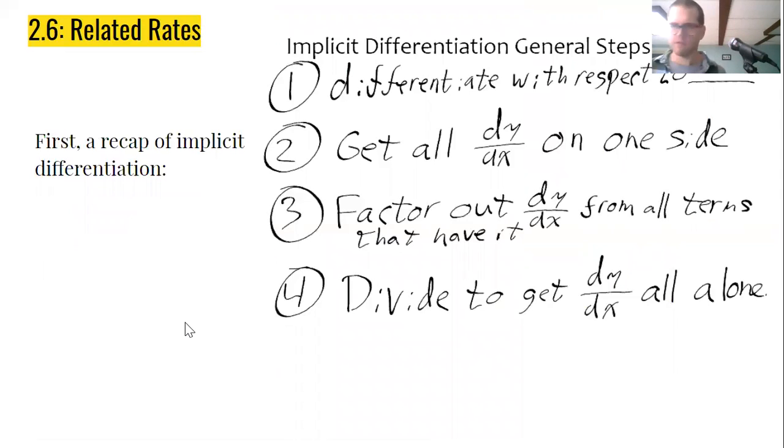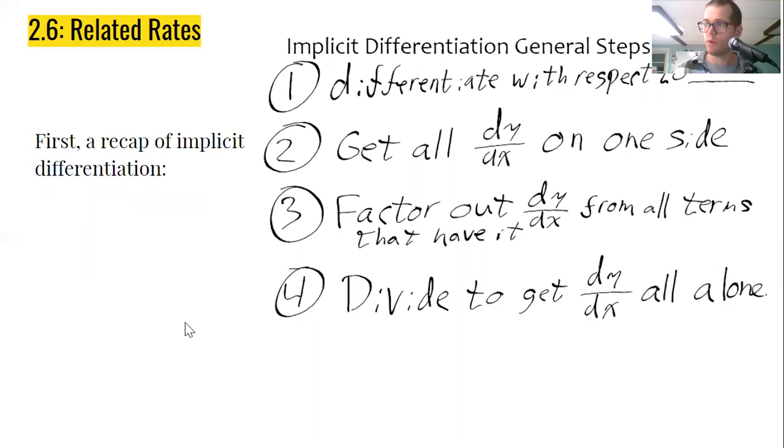So to keep moving on, here's a recap of implicit differentiation, of just generally solving an implicit differentiation problem. You start off with differentiating with respect to some variable. Usually pick x, could be t, could be something else, but usually it's x or t. And when we do that, there's usually a dy dx or dy dt that shows up somewhere. So we really want to try to get all of those to a single side.